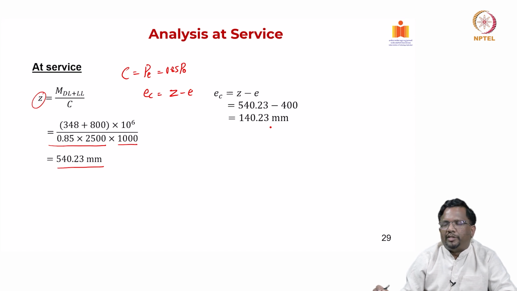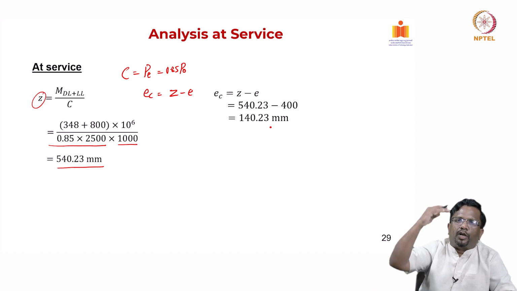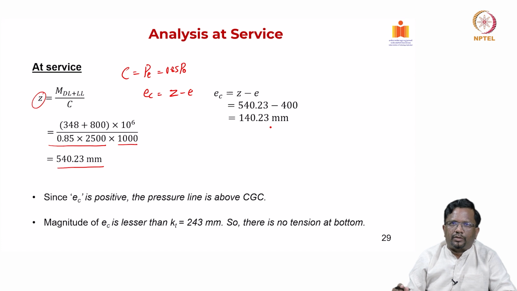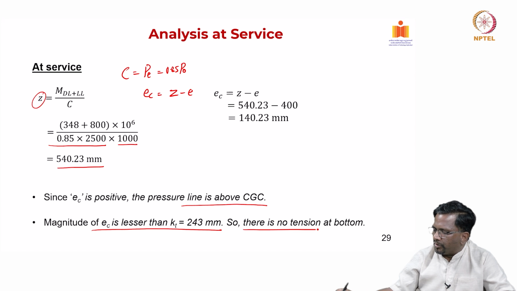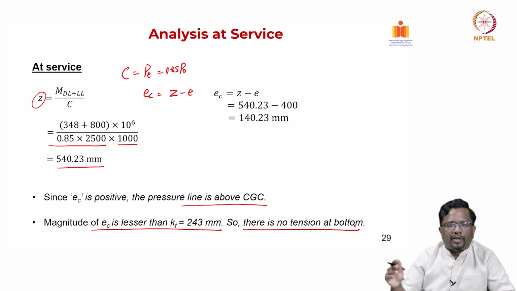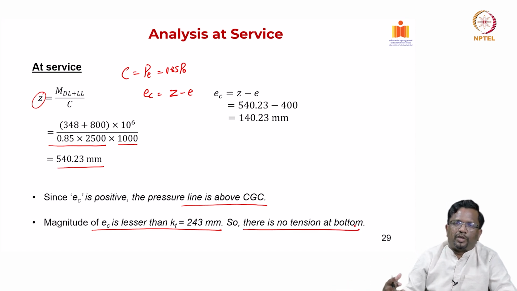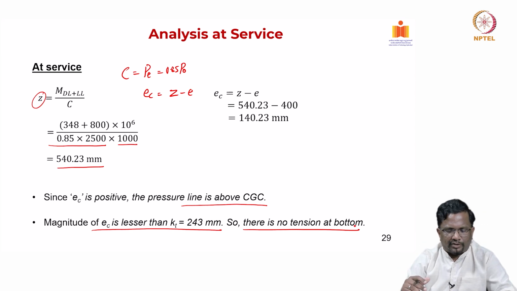So, EC, if it is a positive value, is going to be above CGC. So, we can say that the pressure line is going to be above CGC. The magnitude of EC is lesser than KT, so there is not going to be tension. So, at service, it is not going to create any tension at the bottom, but however, at transfer, it is going to create some tension.